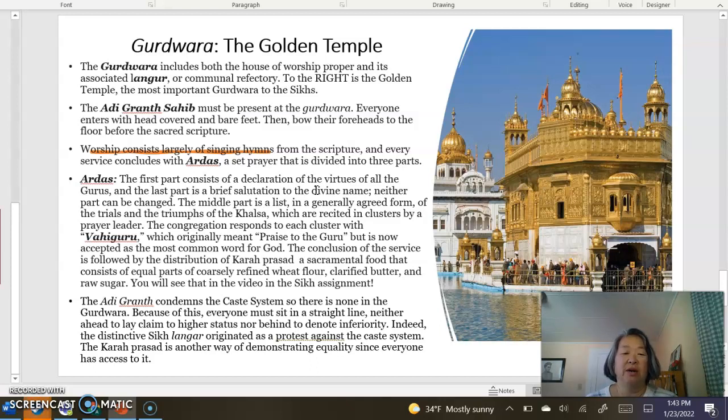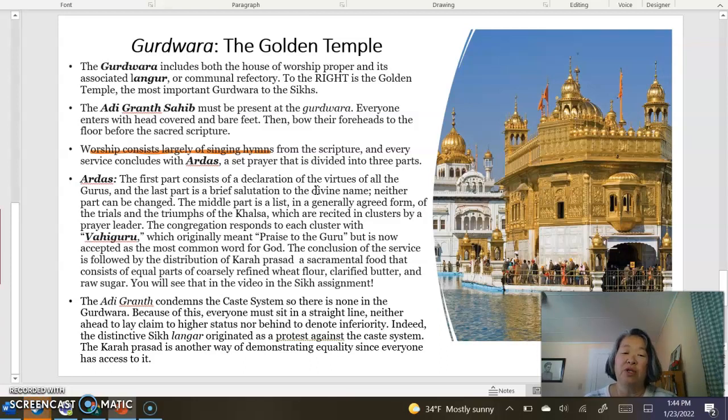So not only are you focusing on God, but this actually gives honor to the gurus, the divine name, all the trials and tribulations of the Khalsa, and then you respond to each cluster with a Vahi Guru, which means praise to the Guru. So you say Vahi Guru, praise to whatever has been said.